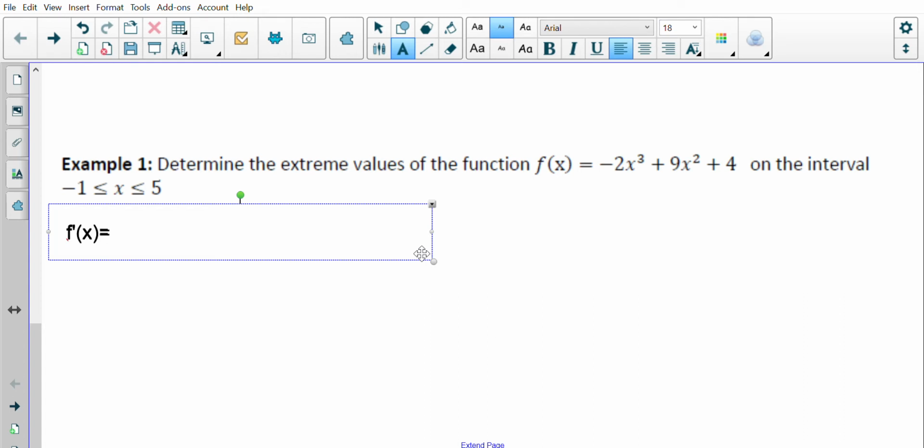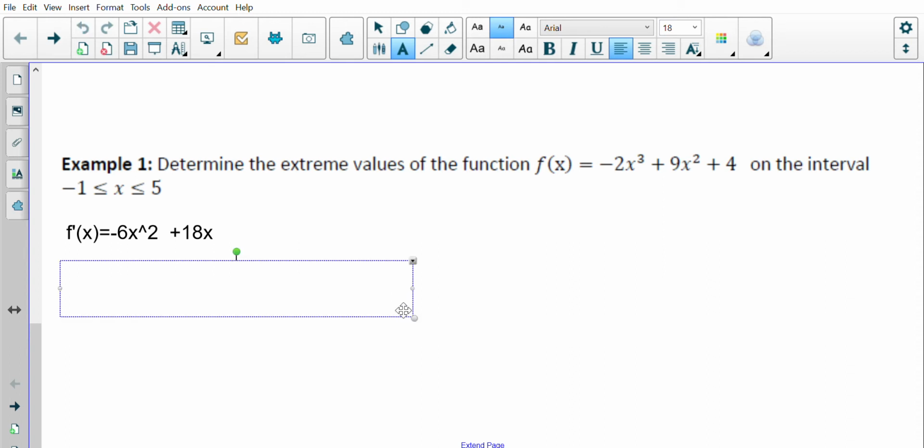is equal to, let's see here, 3 times -2 is -6, and then we're going to have an x squared. Then the derivative of 9x squared would be positive 18x. And then the derivative of 4 is 0. All right, so that's my derivative. Now, I want to find out areas where the slope of the tangent is equal to 0, or where the slope of the tangent is a horizontal line.